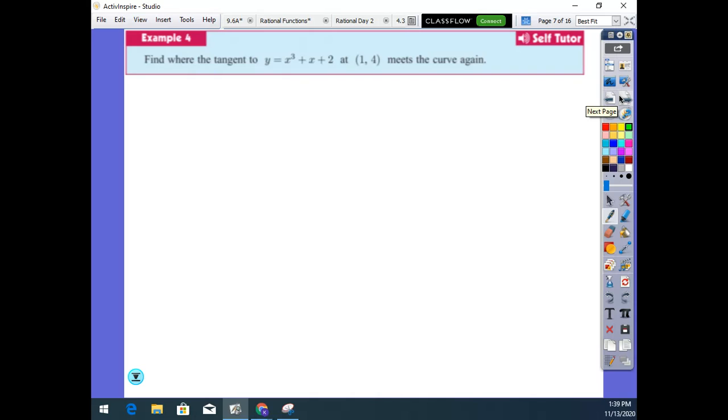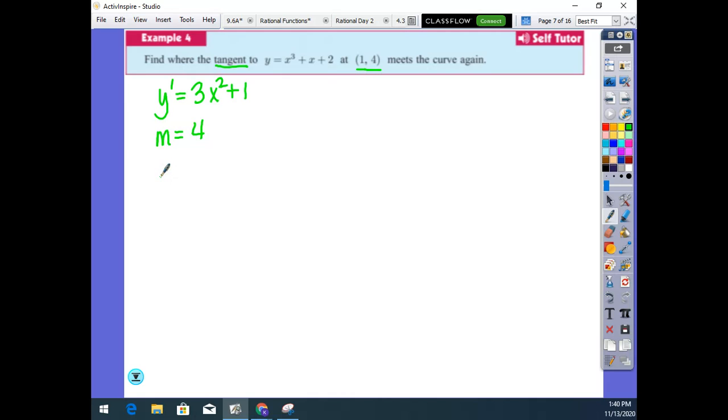Okay, this one gets a little trickier. First of all, find where the tangent means take the derivative. Y prime equals 3x squared plus 1. And I want to find what is the actual slope at the point 1, 4. What does my slope equal when x is 1? 3 times 1 plus 1. So the slope of the line itself is 4.